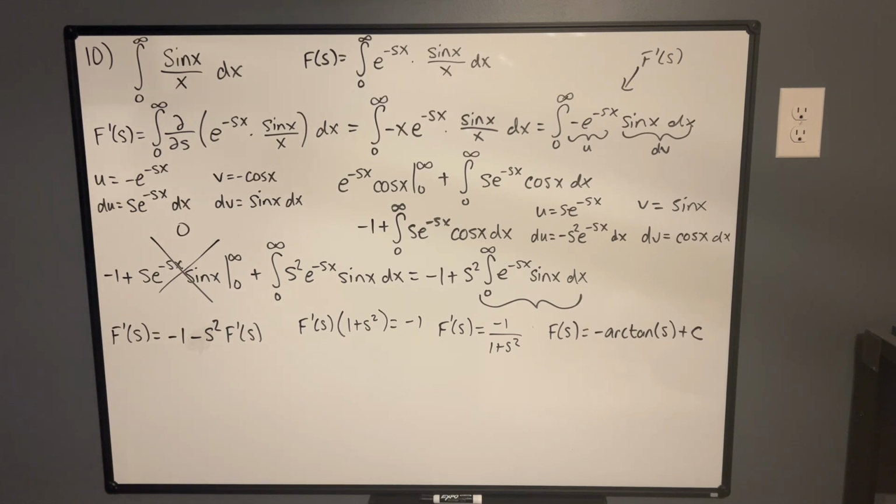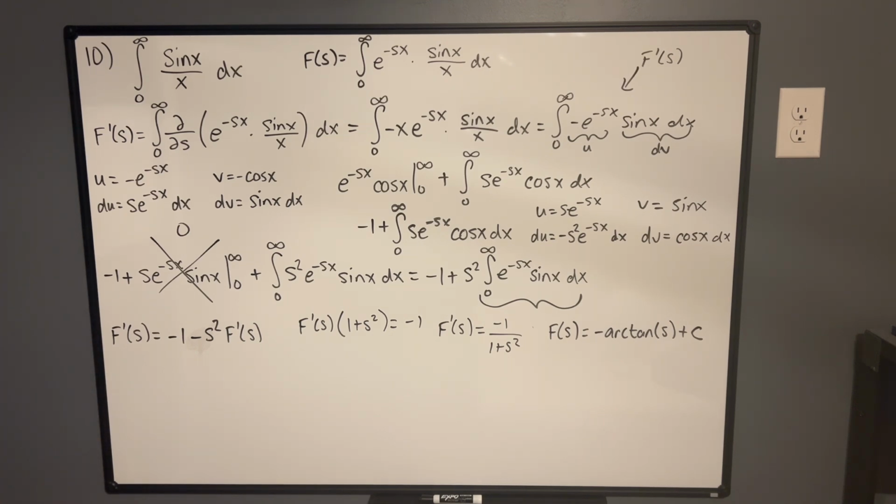So we know we have good intuition on what arctan of s is going to be, and we want to plug 0 into this. The problem is we don't know what c is. So we need to examine this just a little bit further to figure out what our c needs to be so that we can actually plug in 0 and get our solution for the integral.